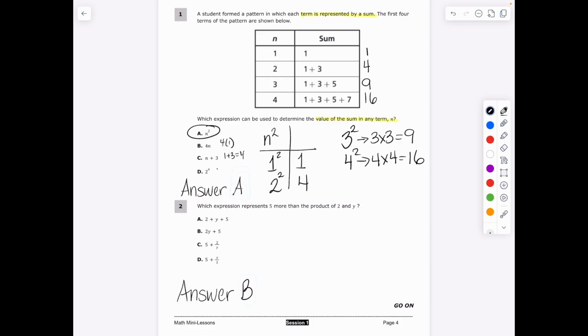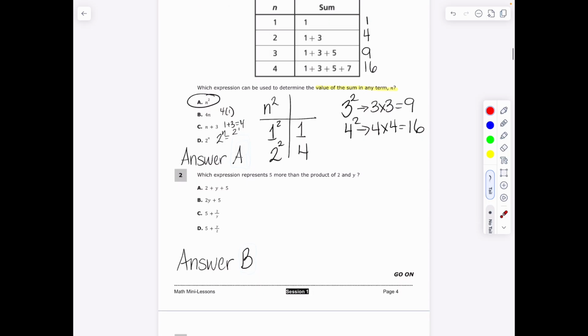And 2 to the nth power, what does that mean? So 2 to the first power, that would just give me 2. So again, none of the other ones would work. A is the answer. Spicy to start off. Very spicy. Let's go to the next one.